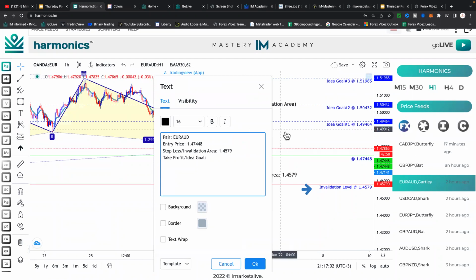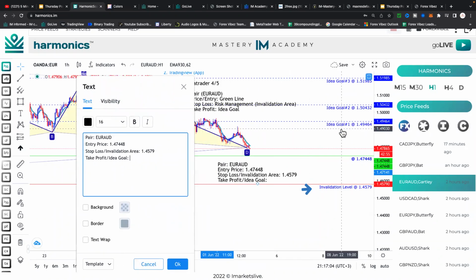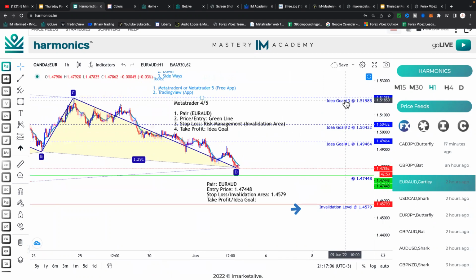Okay, so it's going to say take profit, or your idea goal. And where did you get that from? Let's come over, and right here you see it gives you 1, 2, 3 idea goals. Remember, your idea goals are your take profits. What are your take profits? Where you're going to collect your funds, and it's going to close out the trade for you.